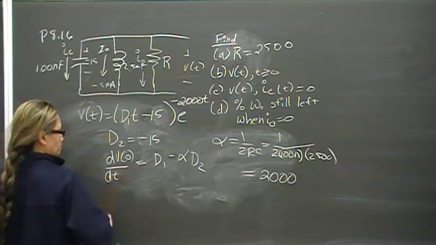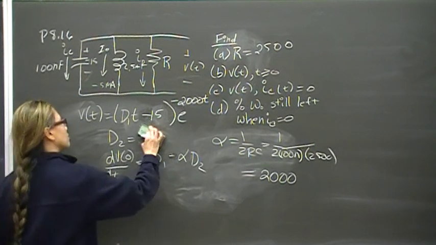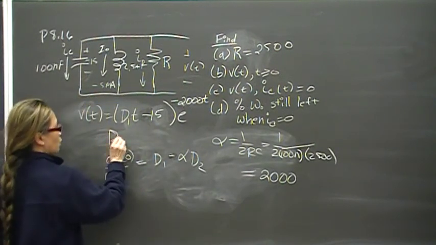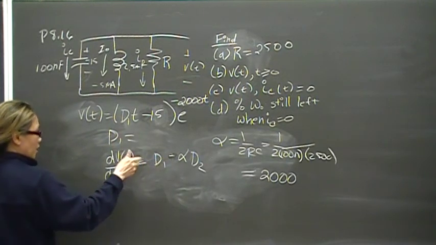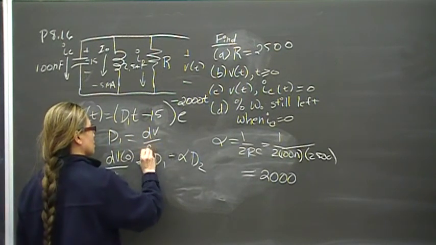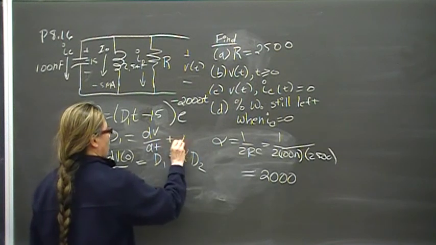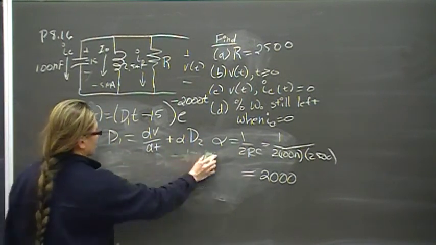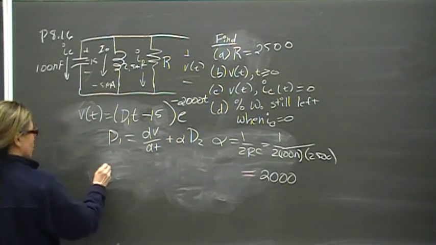Now we need to find D1, and that's, of course, more involved. So D1, I'm going to write it up here since I don't have board space. D1 is equal to, if I solve for D1, dV/dt plus alpha D2. Now, dV/dt, we know, is IC over C.